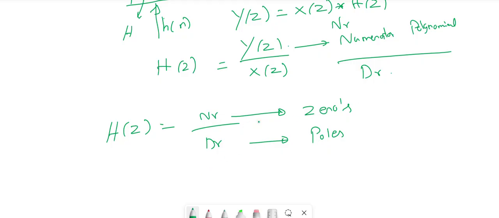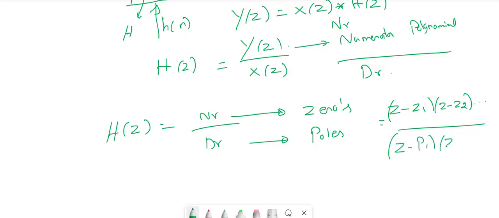So normally you can write the zeros as z − z1, z − z2, like that it will go. The denominator polynomial factors give the poles of the system: z − p1, z − p2, like that. If any one of the residues is equal to 0, if z1 is equal to z, that is a zero of the system.